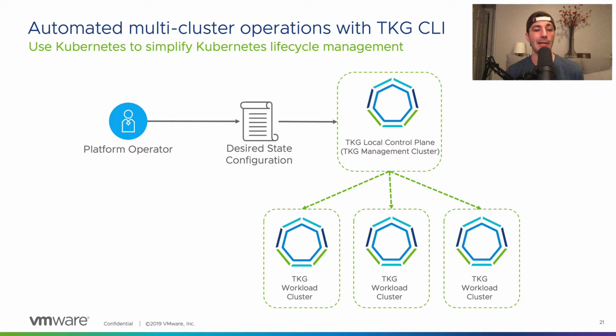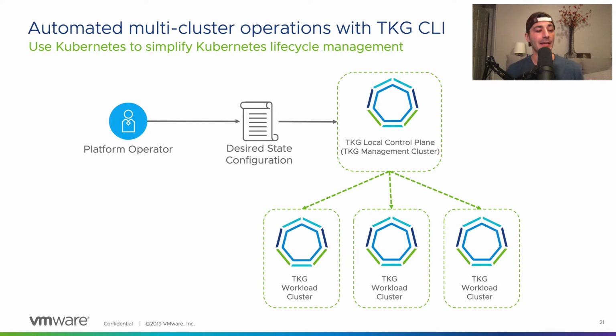I want it to look like this. I want it to have one control plane node, three workers, and XYZ, whatever it is. I put this all in a desired state configuration, or a YAML file, of what I want it to look like. I apply this to the management cluster. And then from there, the management cluster, which is just Kubernetes, is actually utilizing Kubernetes to deploy more Kubernetes clusters. It's kind of hard to visualize, maybe, what I'm saying right here.